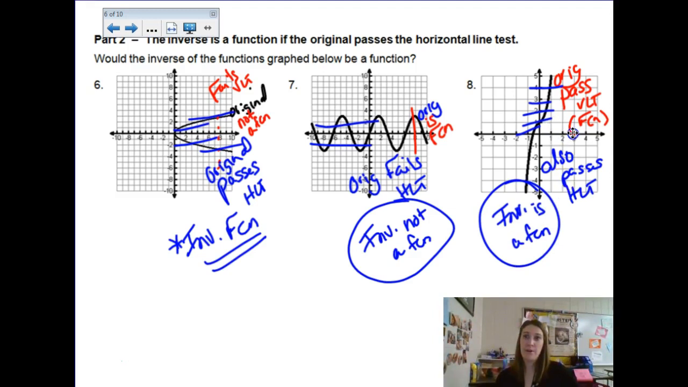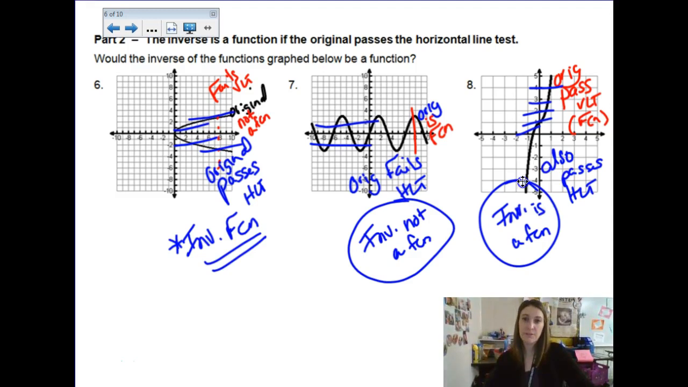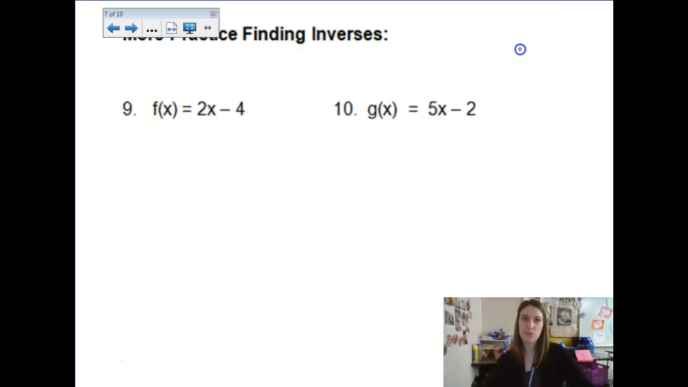So, if this original is a function and the inverse is also a function, so it passes the horizontal and vertical line test, this is a special function. This is called a one-to-one function. We're not going to talk about that too much in Algebra 2, but when you move on to pre-calc and college algebra, Math 4, you'll see a significant amount of talk regarding one-to-one functions.